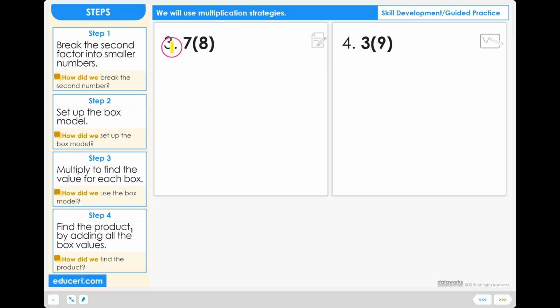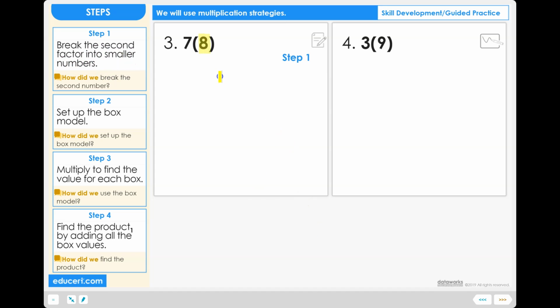We're going to solve a couple of problems using the distribute strategy for multiplication, and we will follow 4 steps. Problem number 3, 7 times 8. Step 1 says, break the second factor into smaller numbers. 8 is the second factor.